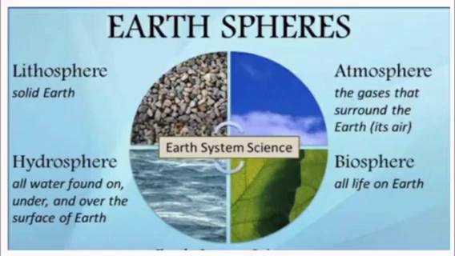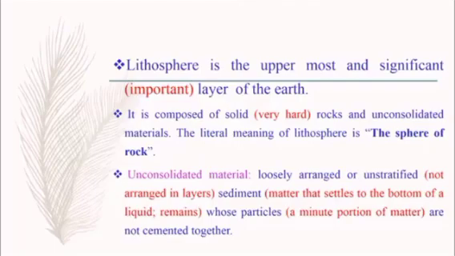Lithosphere means solid earth. Hydrosphere means all water found on, under and over the surface of earth. Atmosphere means the gases that surround the earth, which means its air. Biosphere means all life on earth. Lithosphere is the uppermost and significant layer of the earth. Here, significant means important. So, lithosphere is the uppermost and important layer of the earth.